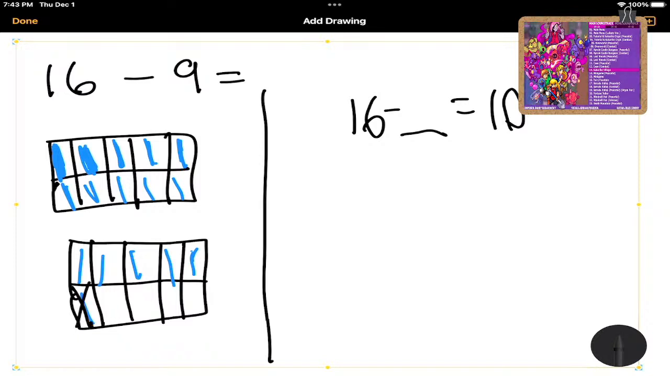1, 2, 3, 4, 5, 6, 7, 8, 9. So we crossed out 9. So the one that was 16 minus blank equals 10 will be 6. Okay.